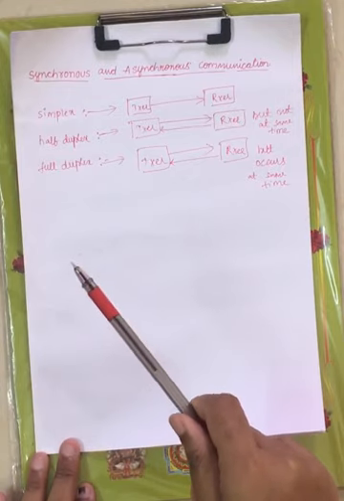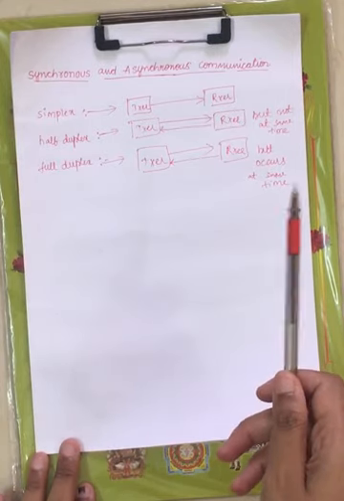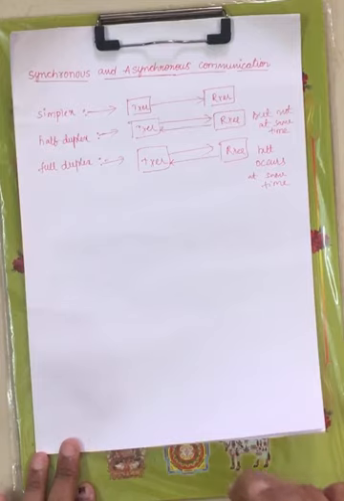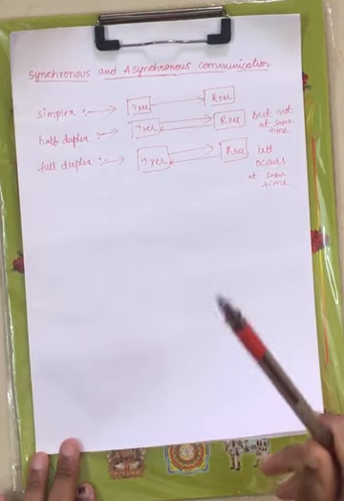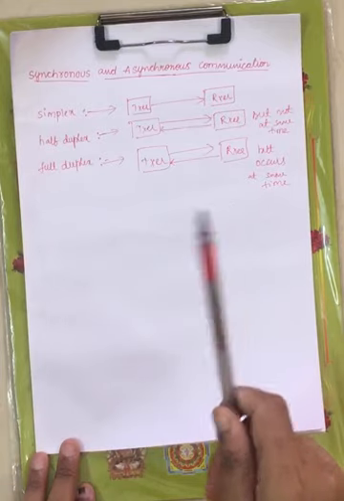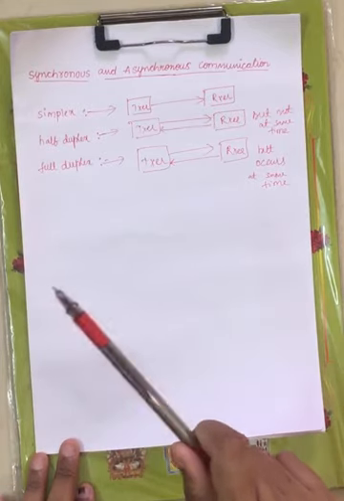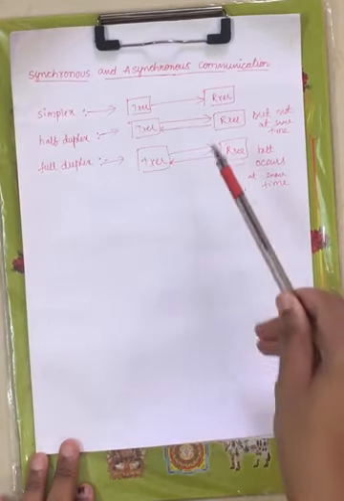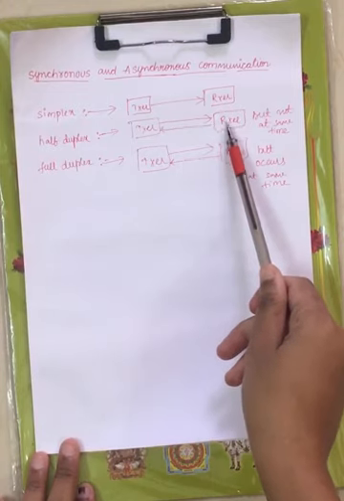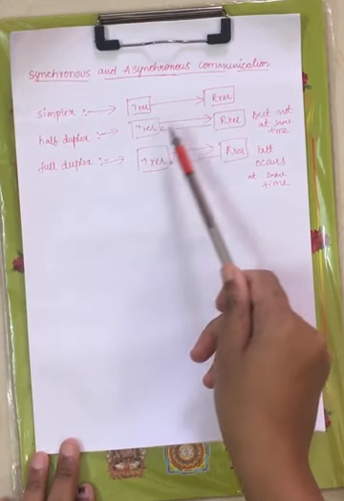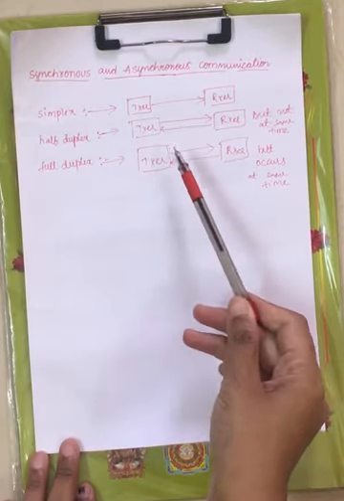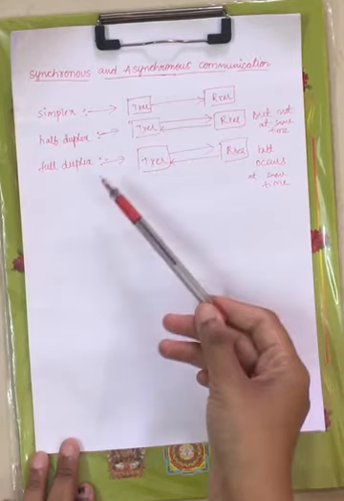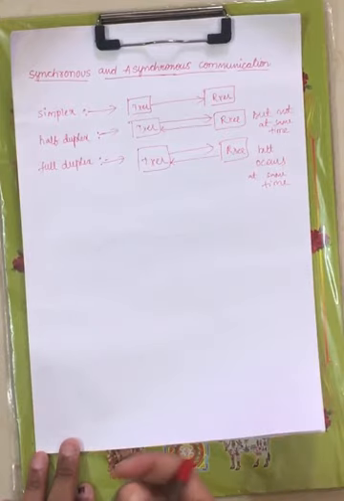Now coming to simplex, the transmitter can transmit the data and the receiver can receive the data only. That means using simplex you can transmit the data only in one direction, right? Now coming to half duplex, it is two-way communication. Two-way communication is possible, but not at the same time. Under half duplex you can transmit the data in two directions but not at the same time.